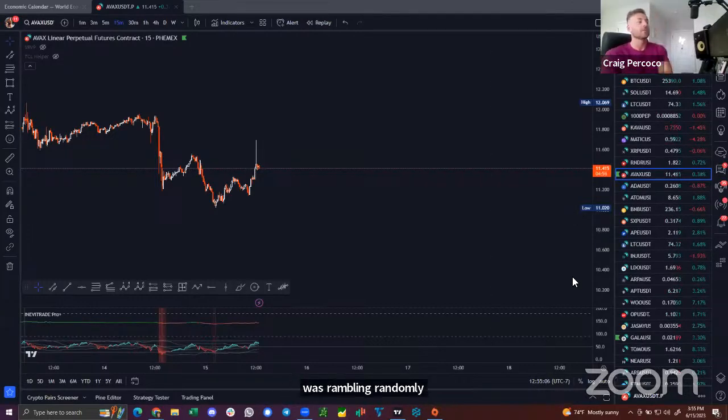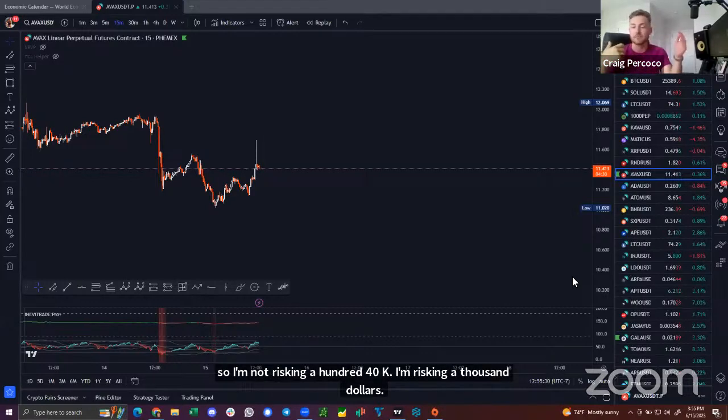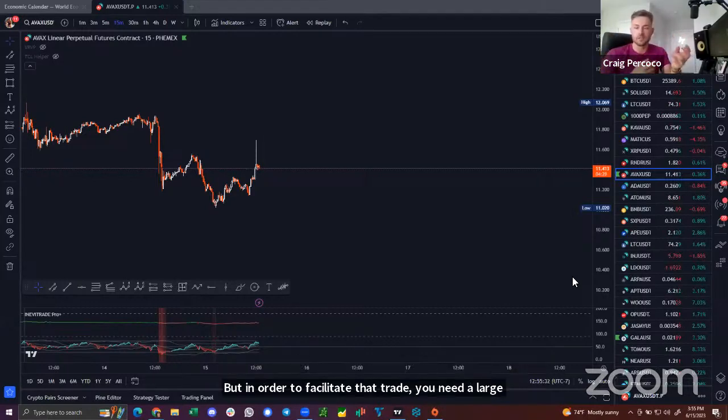Question here. Can you trade without leverage? Yes, you can, but you need deep pockets. A lot of the positions I take require $140,000 worth of capital just to get in, just to risk like $1,000, right? So I'm not risking 140K. I'm risking $1,000, but in order to facilitate that trade, you need a large amount of capital. So that's why leverage is actually important.